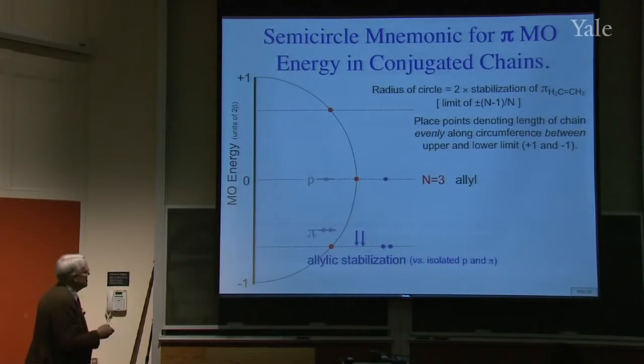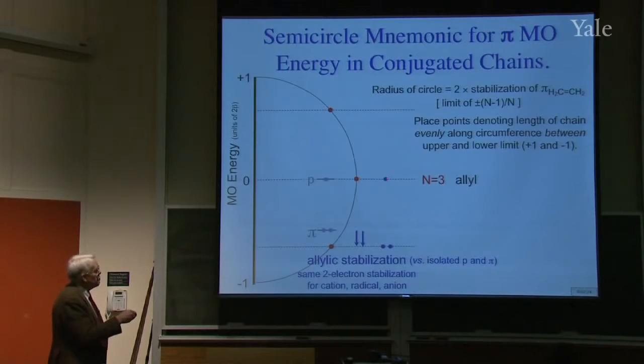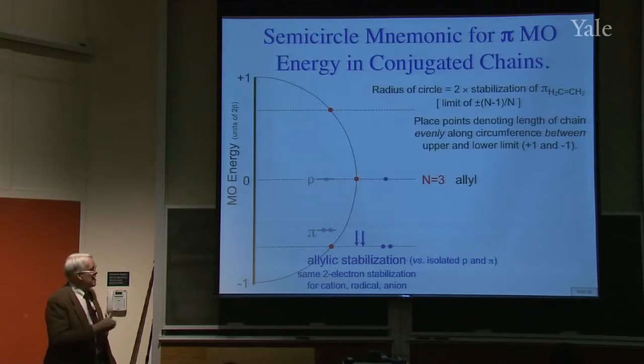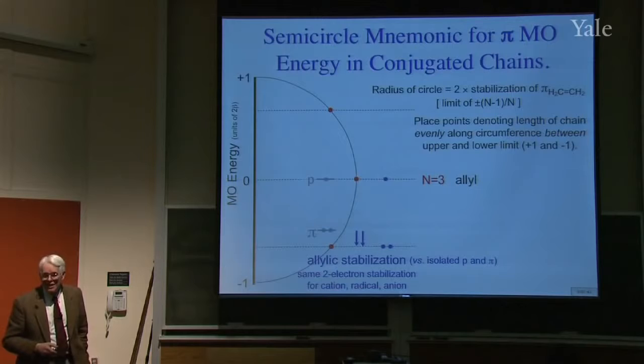And what that means is that it doesn't make any difference whether you have this electron there or not. If that electron is not there, you have a cation. If the electron is there, you have a radical. If there are 2 electrons there, you have the allylic anion. But in each of those cases, the amount of stabilization you get is the same, right? So you get the same 2 electron stabilization whether you have cation, radical, or anion.